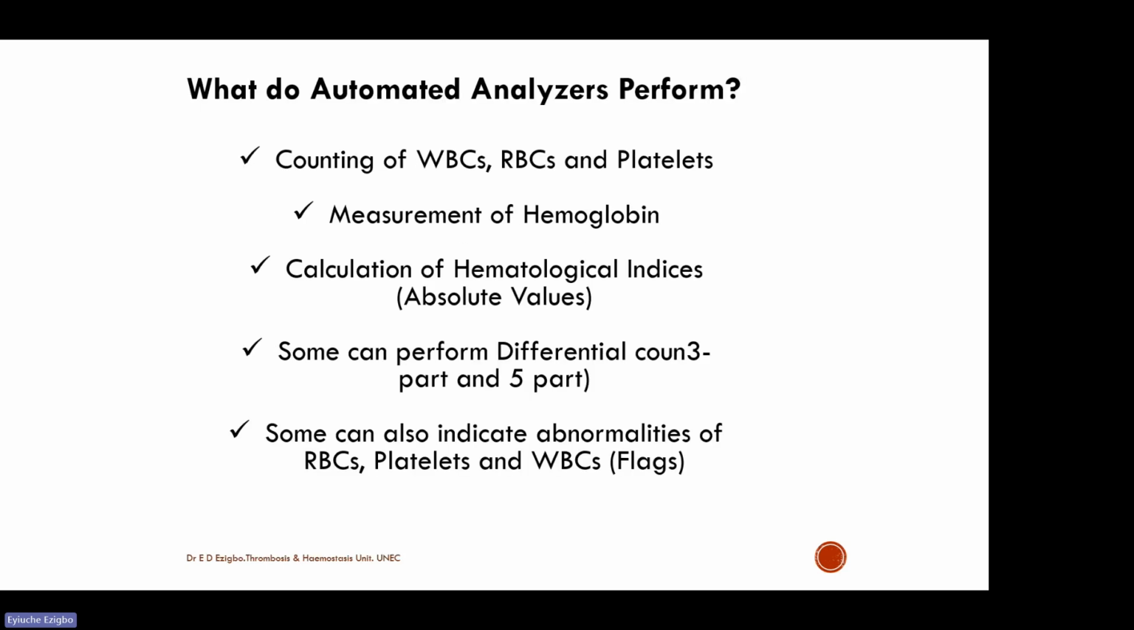What do automated analyzers perform? They count WBC, red blood cells and platelets. They measure hemoglobin. They calculate hematological indices, the absolute values. Okay. Some can perform differential, three-part differentiation or five-part differentiation. Some can also indicate abnormalities of red blood cells, platelets, and WBC. We will see all that.